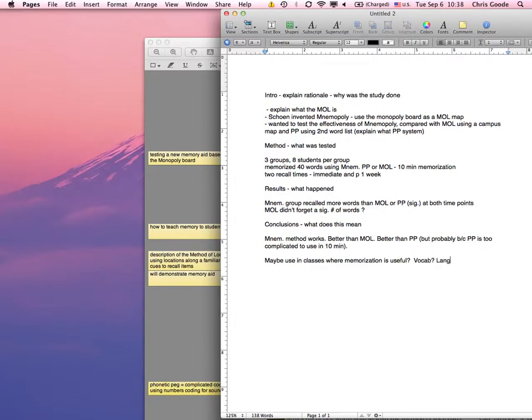Vocabulary, like for a language class. I don't know. If you have vocab to learn for Spanish class, you could use the Monopoly method to memorize 10, 20, 30, 40 words and visualize those, making all those associations between the vocab and those other things. Okay.